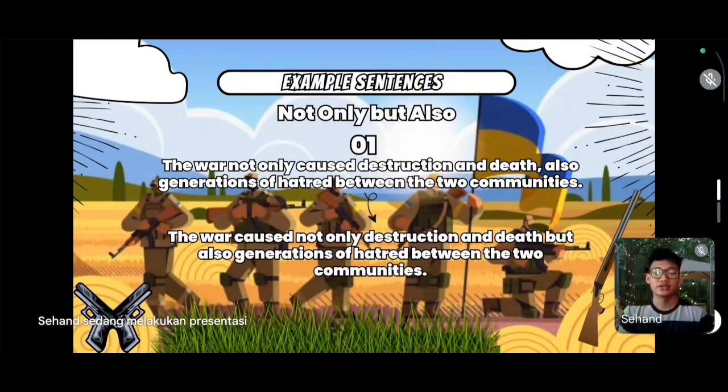By using this structure, the sentence highlights that the war impacted both visible and invisible things, making the statement stronger and more powerful. Next, number 2.